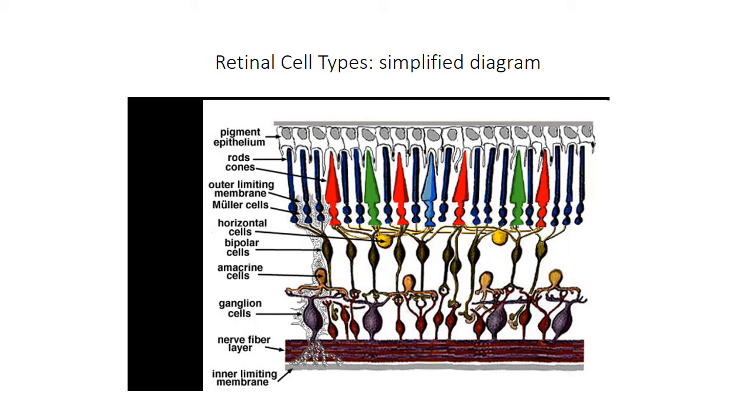So the electrical signals travel from photoreceptors to bipolar cells to the ganglion cells, and then the ganglion cells send the signals via the optic nerve to the brain, where these visual signals are processed and interpreted as light signals.